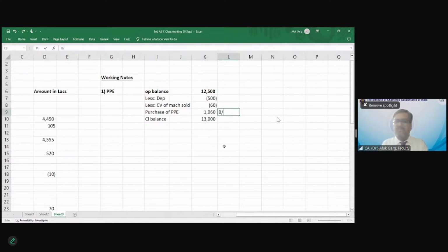Any doubt here? Simple, मैंने एक अकाउंट बना दिया पीपीई का, ओपनिंग बैलेंस से क्लोजिंग बैलेंस तक की एक वॉक मैंने बना दी. कोई डाउट यहाँ पे? Any doubt here? No, sir.